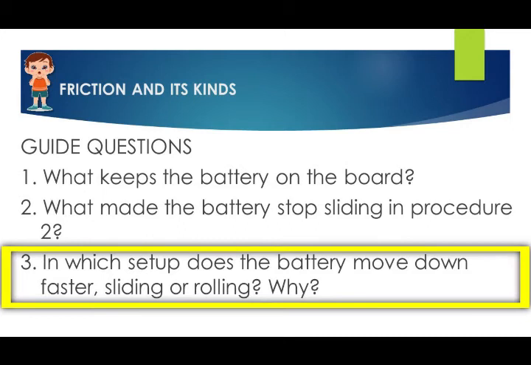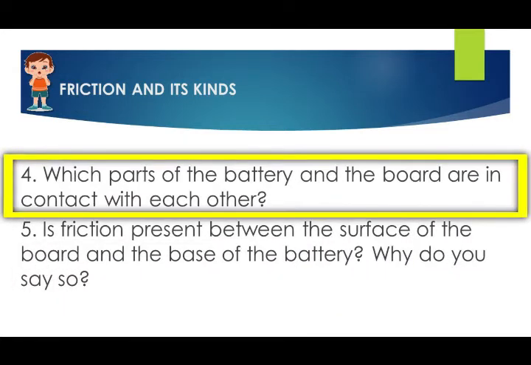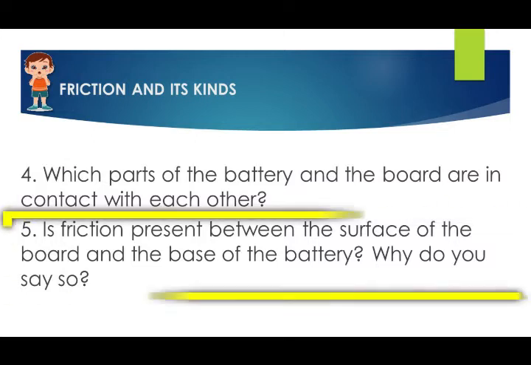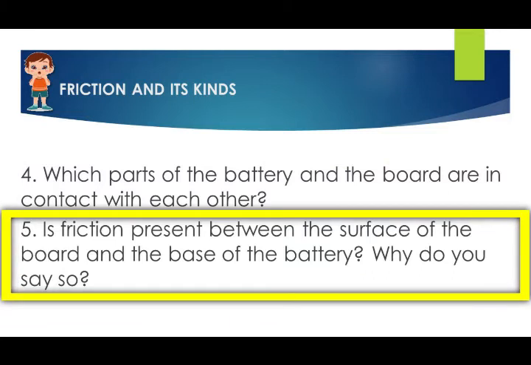Number 3. In which setup does the battery move down faster? Sliding or rolling? Why? Number 4. Which parts of the battery and the board are in contact with each other? Number 5. Is friction present between the surface of the board and the base of the battery? Why do you say so?